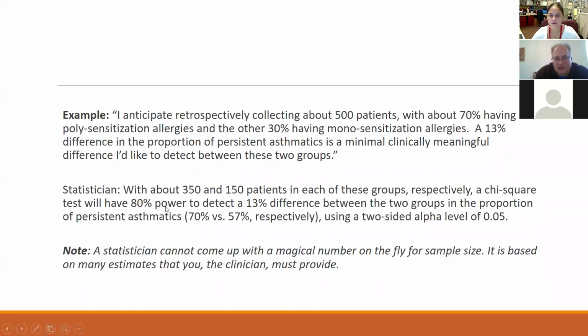I will have 80% power to be able to detect that difference with this number of patients per group. 80% power just means if this difference is real, if these two groups really do differ on asthma prevalence or asthma incidence, whatever you want to refer to it as, the study will have about an 80% probability of being able to detect or find that difference.